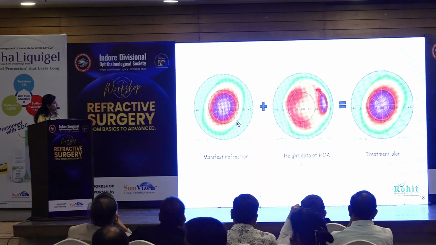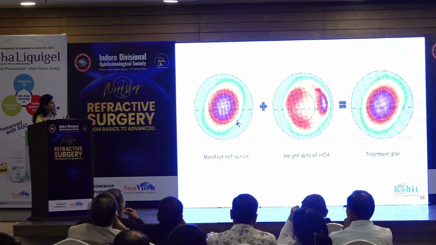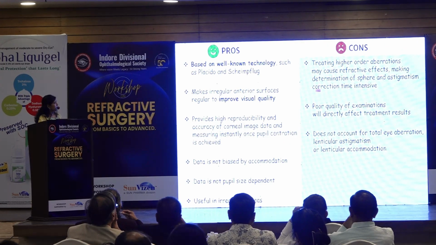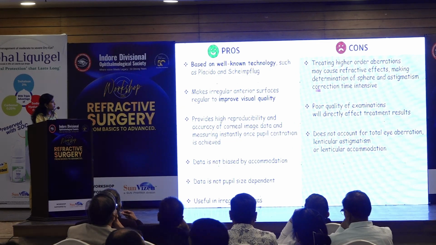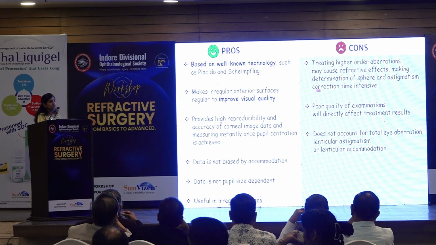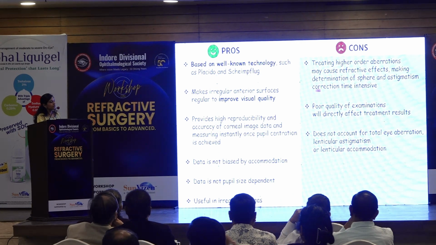The first map shows us the manifest refraction ablation profile, plus the second map shows us the higher order aberrations of Contoura. When combined together, they give us the treatment plan, which closely resembles that of manifest refraction. There are certain pros that it is a well-known technology to improve visual acuity, is not biased by accommodation, and is not pupil dependent. Whereas one of the cons of the technology is it requires time and a lot of training for proper scans, because garbage in is garbage out. So if scans are not proper, we will not get optimal results.